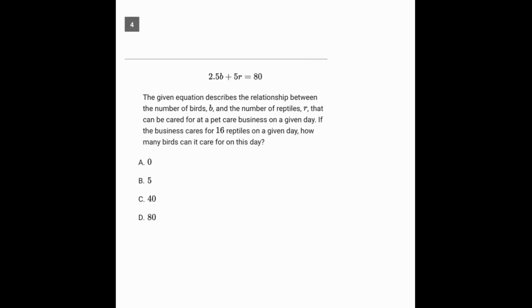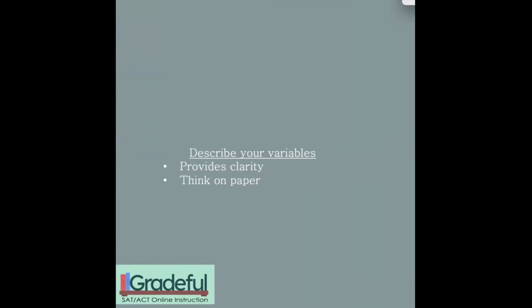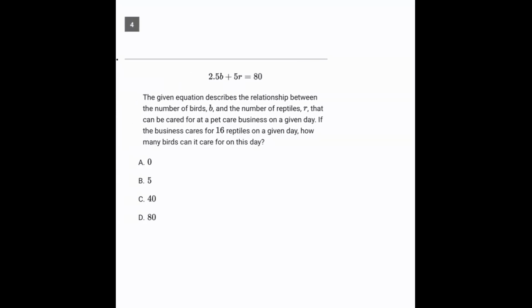Going over to question number 4, if the word problem scenario is a little confusing to you, what we recommend is for you to describe your variables. That'll give you a little clarity. It's one of many ways we think you should think on paper as many times as possible. So for us, that means looking at what B is, it's the number of birds, and what R is, the number of reptiles. So B is the number of birds, R is the number of reptiles.